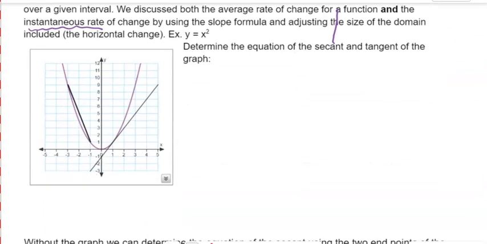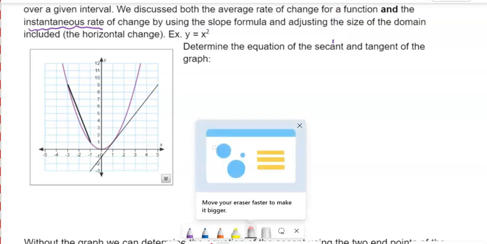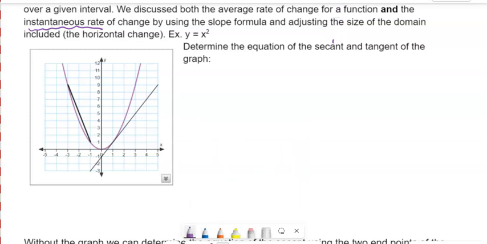Okay, so let's look at a specific example. We've got this graph of y equals x squared, and we want to determine the secant and the tangent of the graph. As a reminder, the secant is the line that is created by connecting 2 points on the curve with a straight line, whereas the tangent is the line that only touches a curve at 1 point. So let's start with the secant.